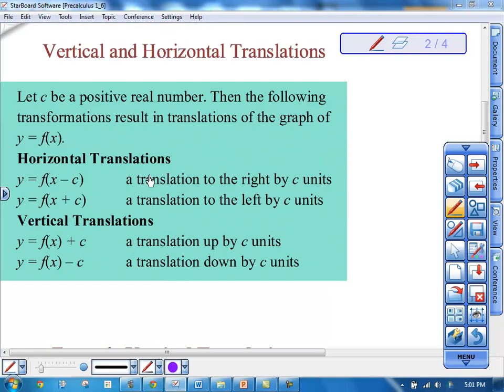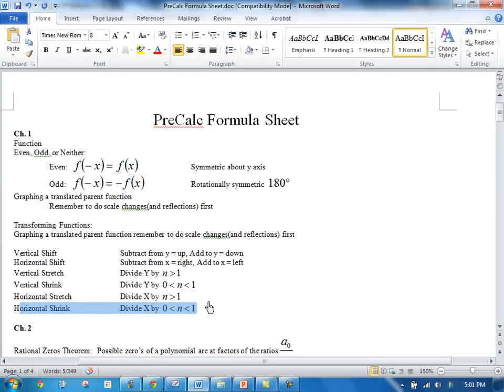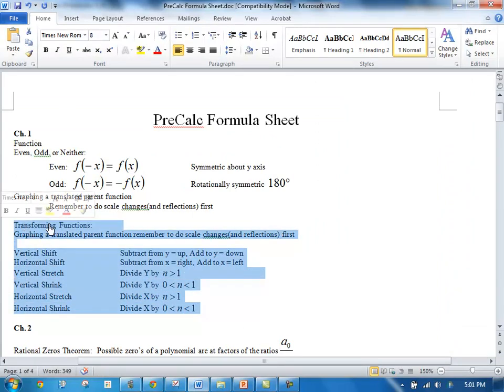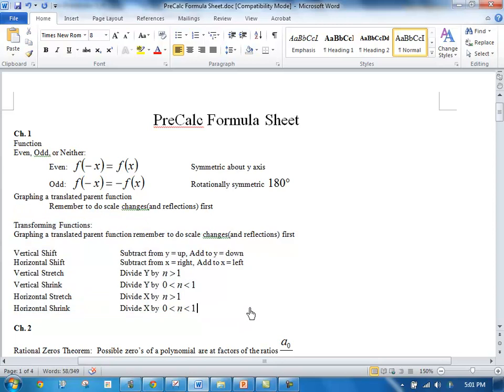Okay, vertical and horizontal translations. If you subtract a number from x, it moves it to the right. If you add a number to x, it moves it to the left. And if you add outside of the function, it moves it up. And if you subtract outside of the function, it moves it down. I put those things on the formula sheet like this. So all the information you need is on the formula sheet right here, which you can use. The first few things I just went over are right here.